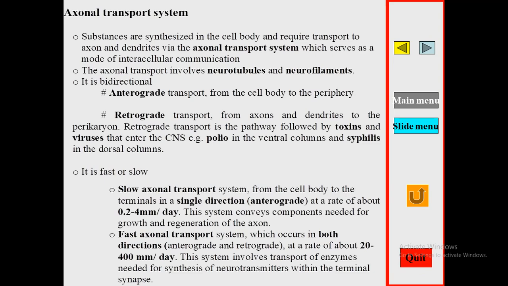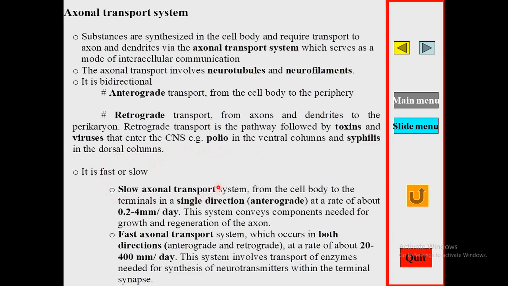And we said that it is anterograde, which means from the perikaryon towards the periphery, or retrograde, from the periphery towards the perikaryon. The retrograde usually carries the waste from the periphery of the neuron towards the perikaryon. And usually this retrograde axonal transport system is the way by which viruses and microorganisms affect the neuron.